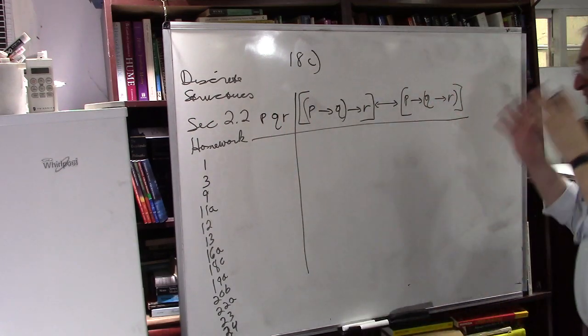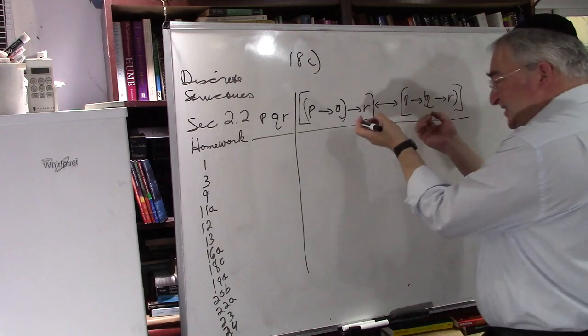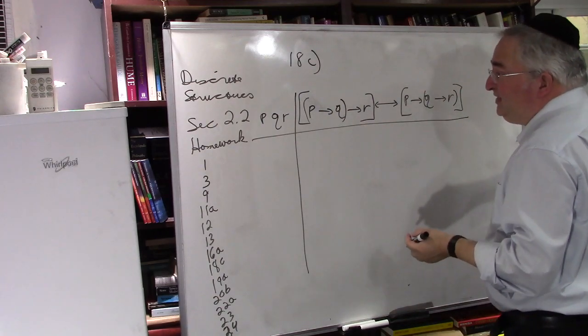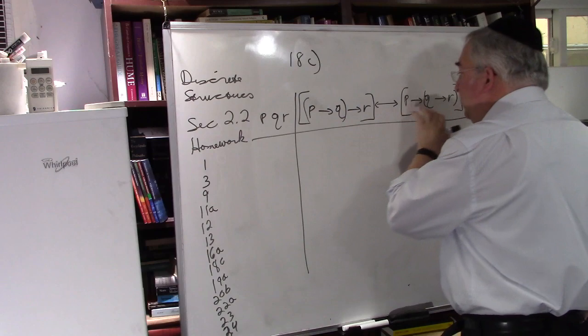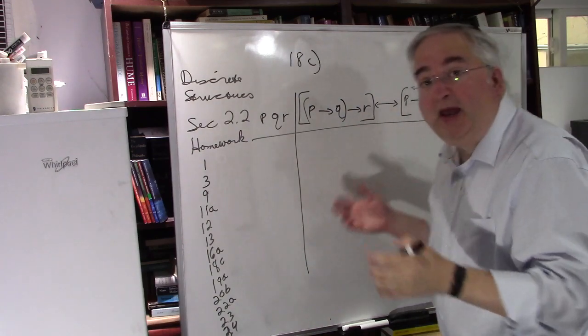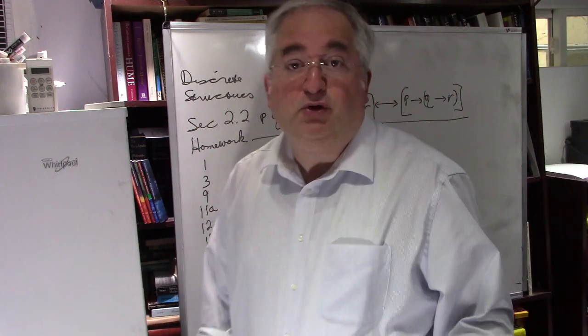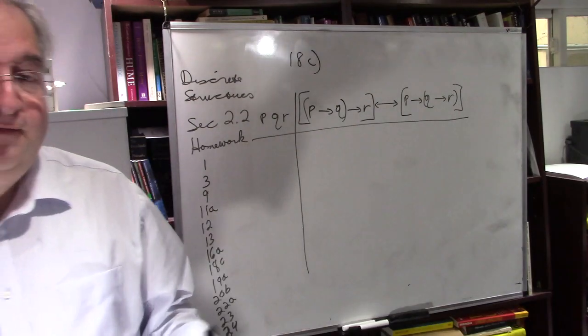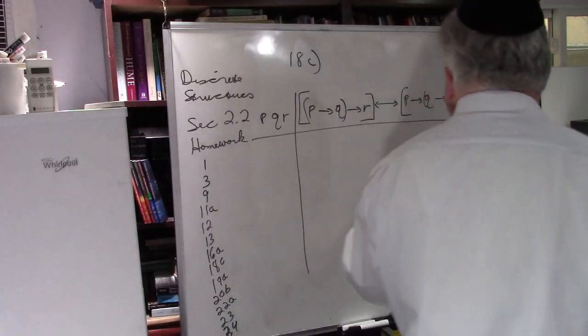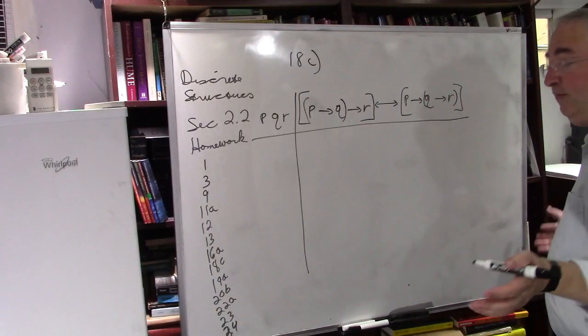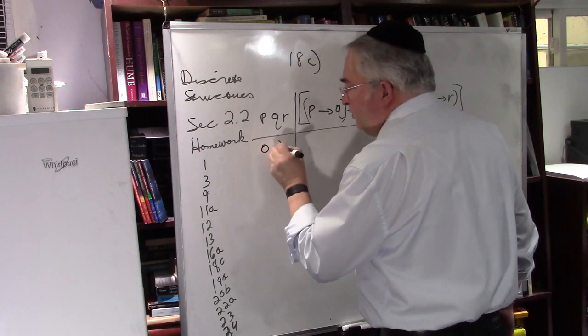Okay, I just want to say before we even start, what is this statement? Well, this statement says that arrow is associative. It doesn't matter how you associate them, how you bring them together in terms of parentheses, they're the same. We have to see if this is true or false. Let's do it. 0, 0, 0.